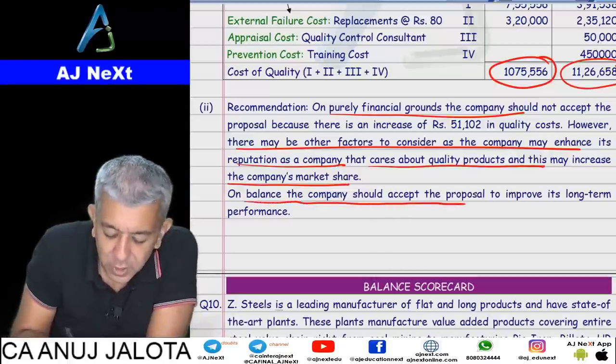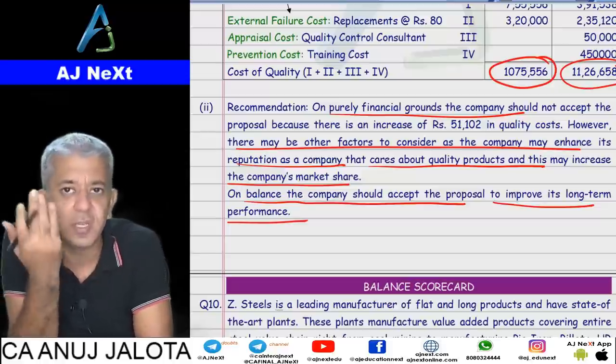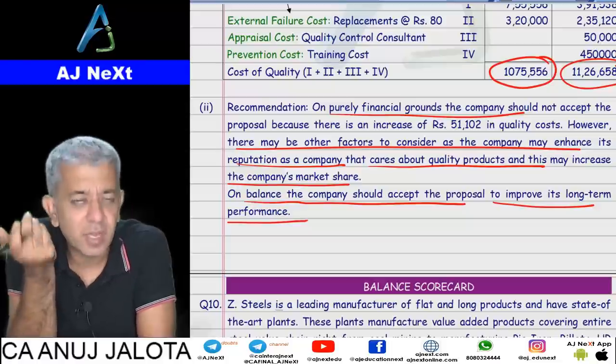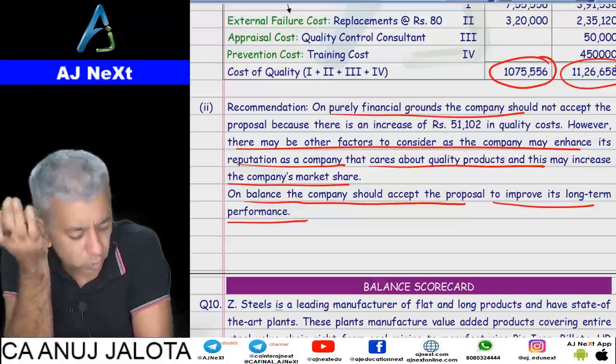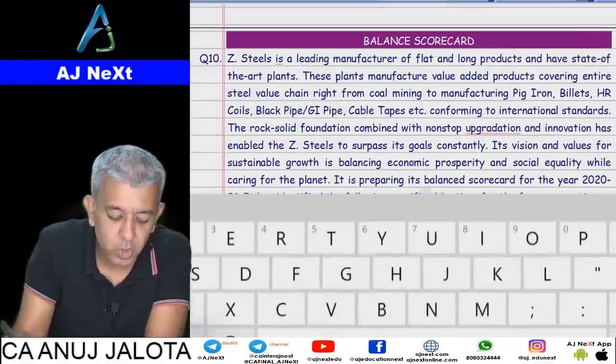On balance, the company should accept the proposal to improve its long-term performance. I think this is the first thing that I told when I started with the TQM chapter also, that these things are very important. Don't keep a short-run view. You should always try to have a long-term view. Okay, that's it. That is all about your question number 9.